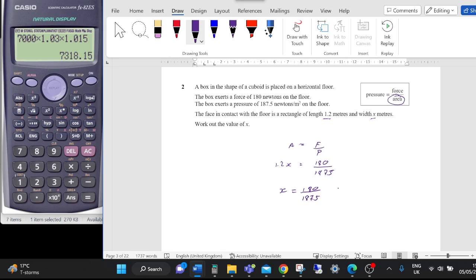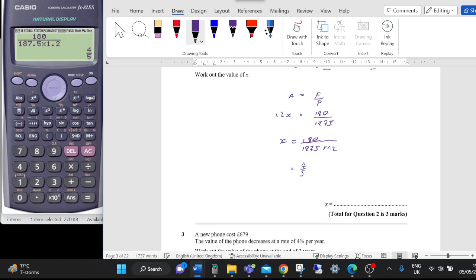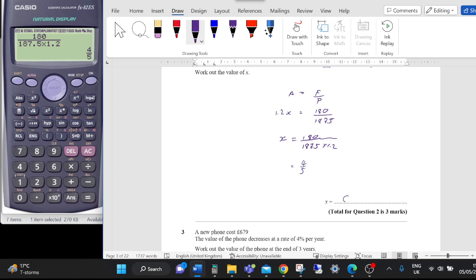Or alternatively, I could do that as times by 1.2 there, which is how I'm going to type it into my calculator. So fraction button, 180 divided by 187.5 multiplied by 1.2, and that gives me a value of 4/5. So x is going to be 4/5. The question though is working in decimal, so I'd convert that to a decimal of 0.8.